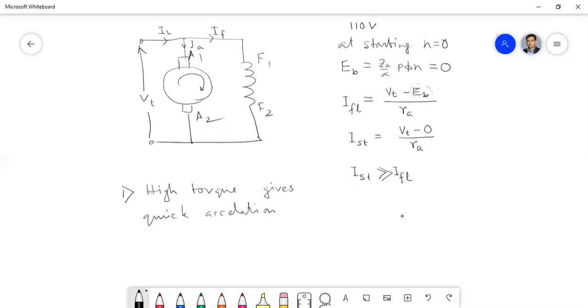Now, what will happen if there is a very quick acceleration? The bearing may damage the mechanical system, that is the bearing. So the bearing may damage. Okay, that is one problem. Another problem, okay, due to this high armature current, there can be huge sparking at the commutator. Sparking at the commutator.